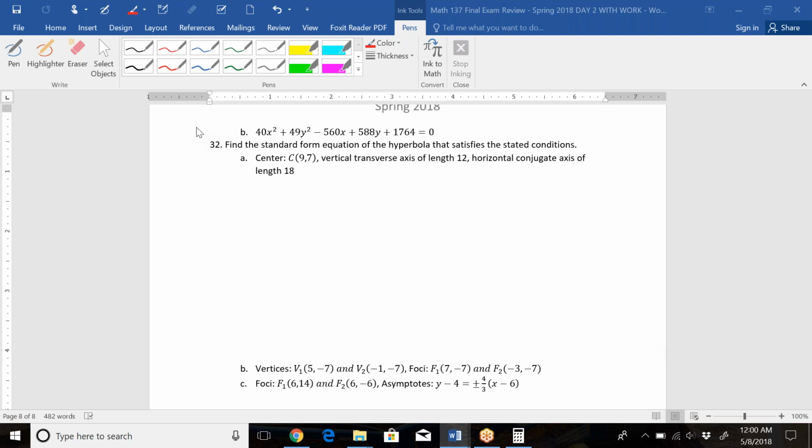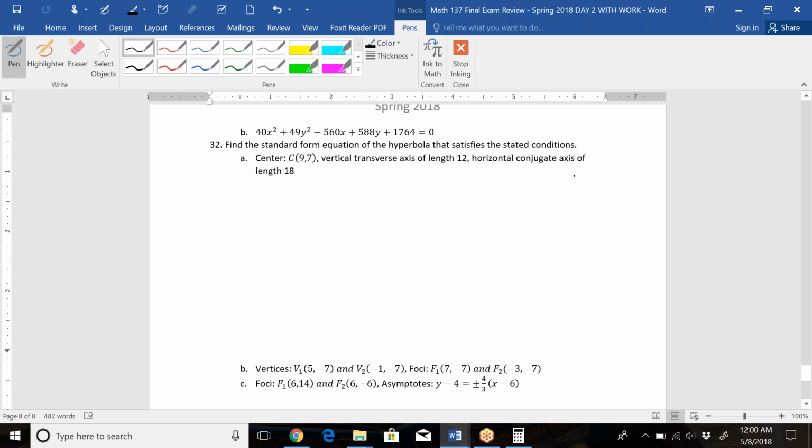But this one, we're looking for the equation of the hyperbola, which means we need to figure out our orientation to know which version that would be, if it's an x squared first or a y squared first. The center is 9, 7, the vertical transverse axis, and the horizontal conjugate axis.